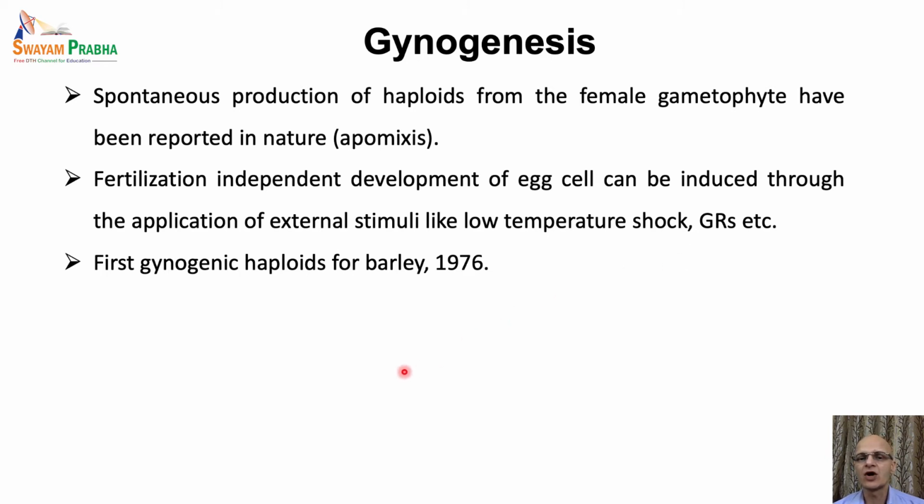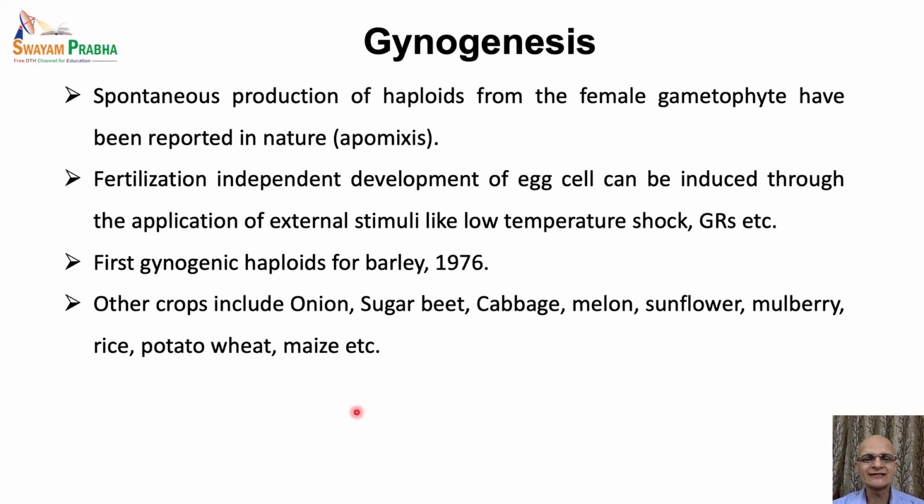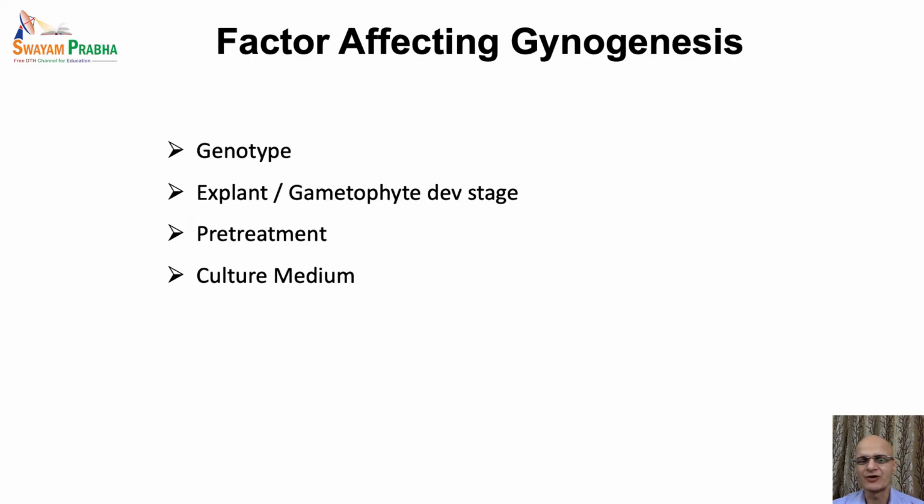Development of in vitro regenerated gynogenic haploid plants was reported in 1976 for the first time by Saint Noem and colleagues in Worley. And since then, gynogenic haploids have been developed for several other commercially important plant species like onion, sugar beet, brassica, melon, sunflower, mulberry, rice, potato, and so on.